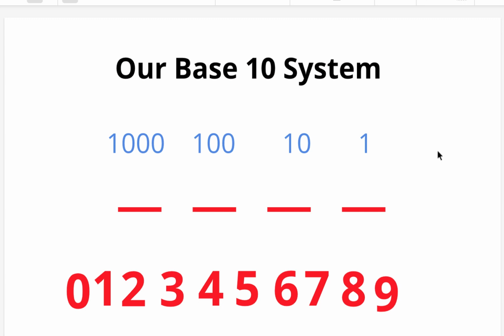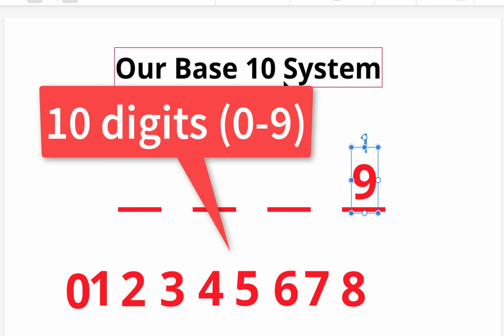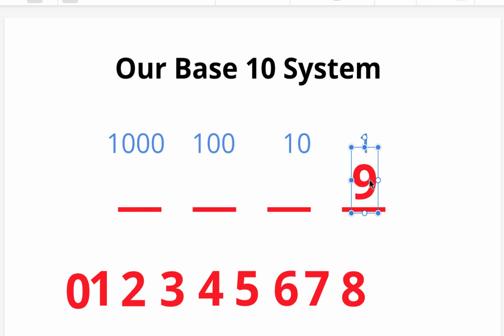This is our base 10 system. You know how our numbers work. Basically, if we have a number 1, it looks like that. We have 1 in the ones place, and it goes all the way up to 9. We have these 10 digits, 0 through 9. So we have 10 digits, that's where we get base 10.